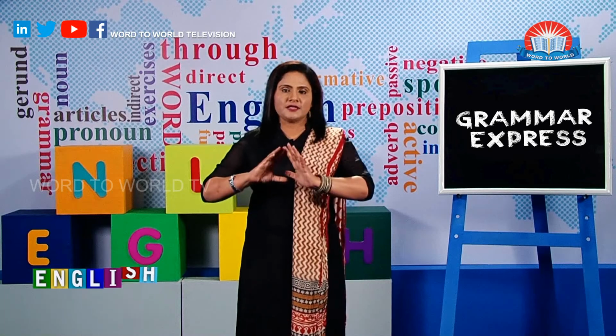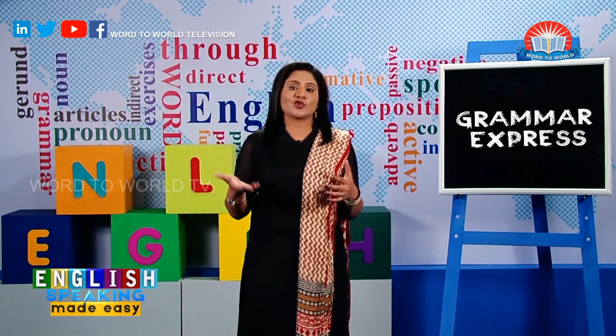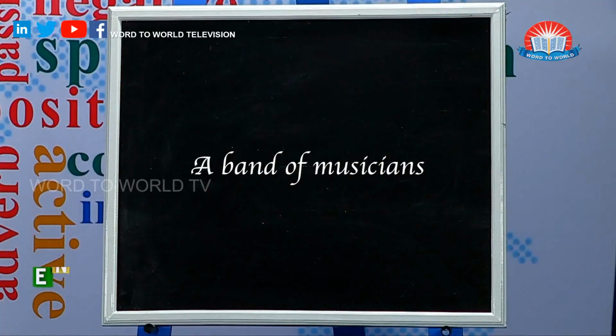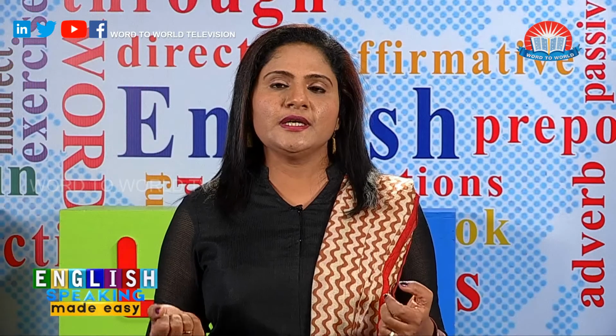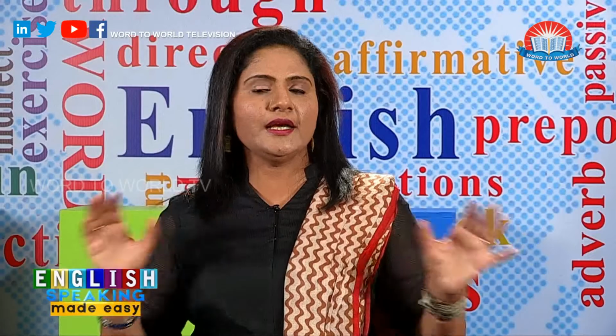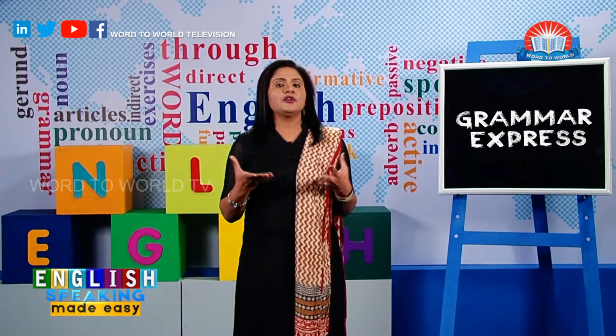Now, just imagine you see a few musicians performing a song. You do not call them a group of musicians. The collective noun for that is band, a band of musicians. Similarly, a company has many directors. Together they are called not a group of directors, they are a board of directors. Any other expression apart from board would be very awkward. A band of musicians, a board of directors.